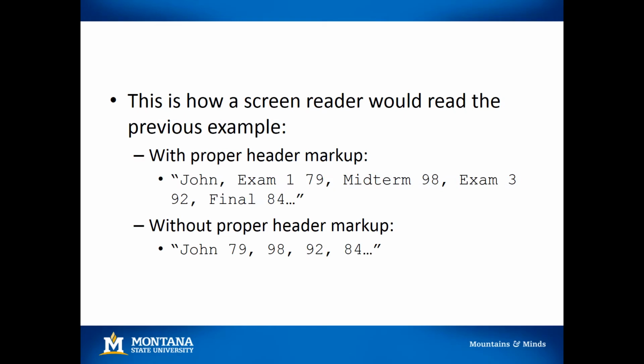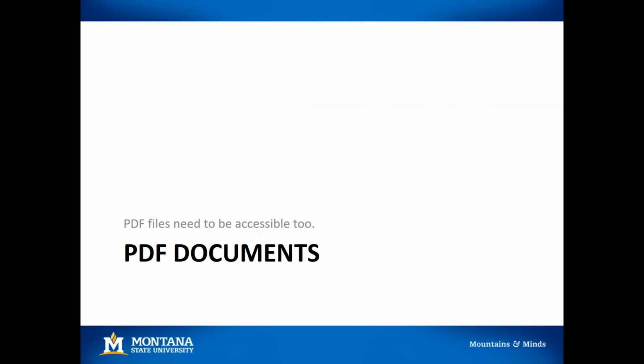If you use our snippet, then the screen reader will read John, exam 1, 79, midterm 98, exam 3, 92, and final 84. If you build your own table and you don't put all of that structure together yourself, then the screen reader is just going to be rattling off these rows. It's not going to care what is a header, what is data in the table, and when it gets to John, it's just going to say John 79, 98, 92, 84. A screen reader user is going to have to try to remember that 92 pertains to exam 3. They won't be told.